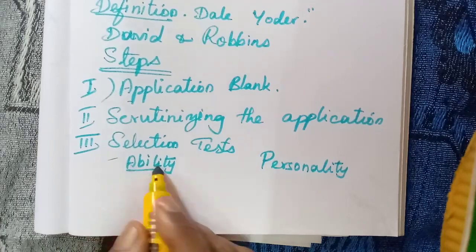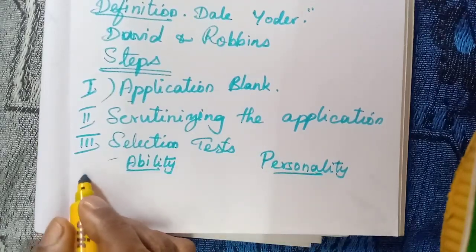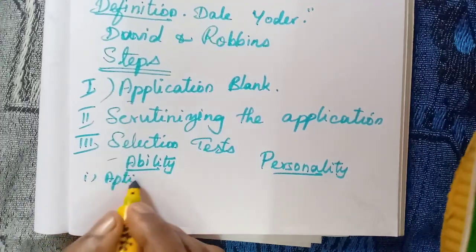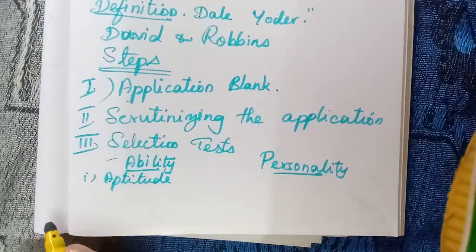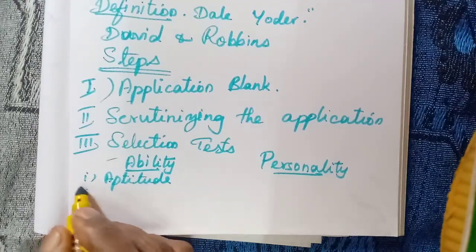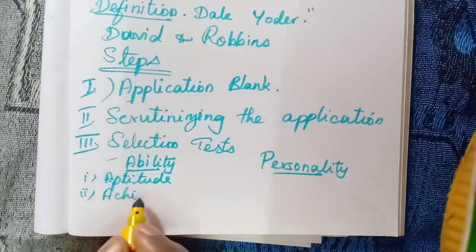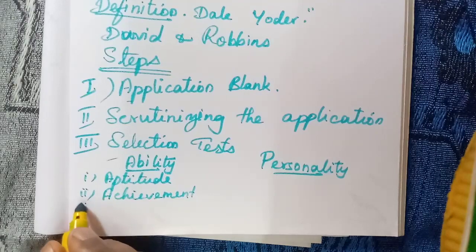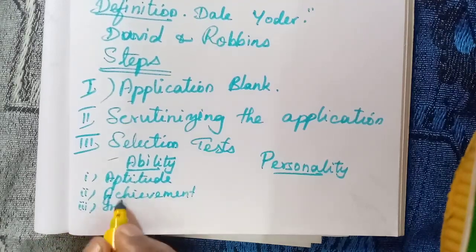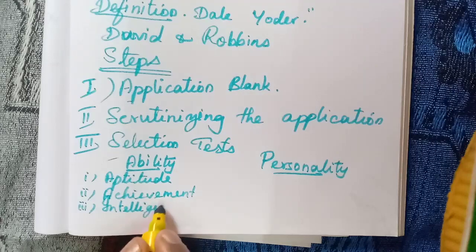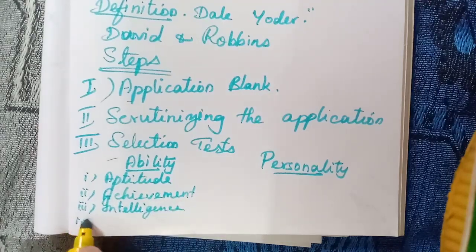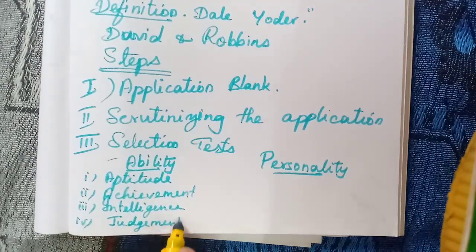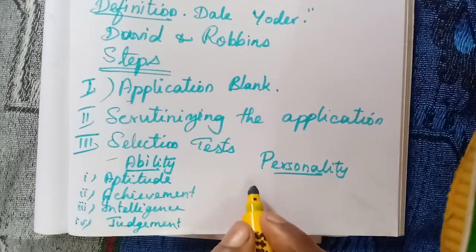Okay, ability test and personality test. Again, this ability test is divided into four. Aptitude test, then achievement test. All these you have to learn properly. Okay, aptitude test, achievement test, intelligence test to test about their intelligence. Then judgment test, how they will judge things and problems.